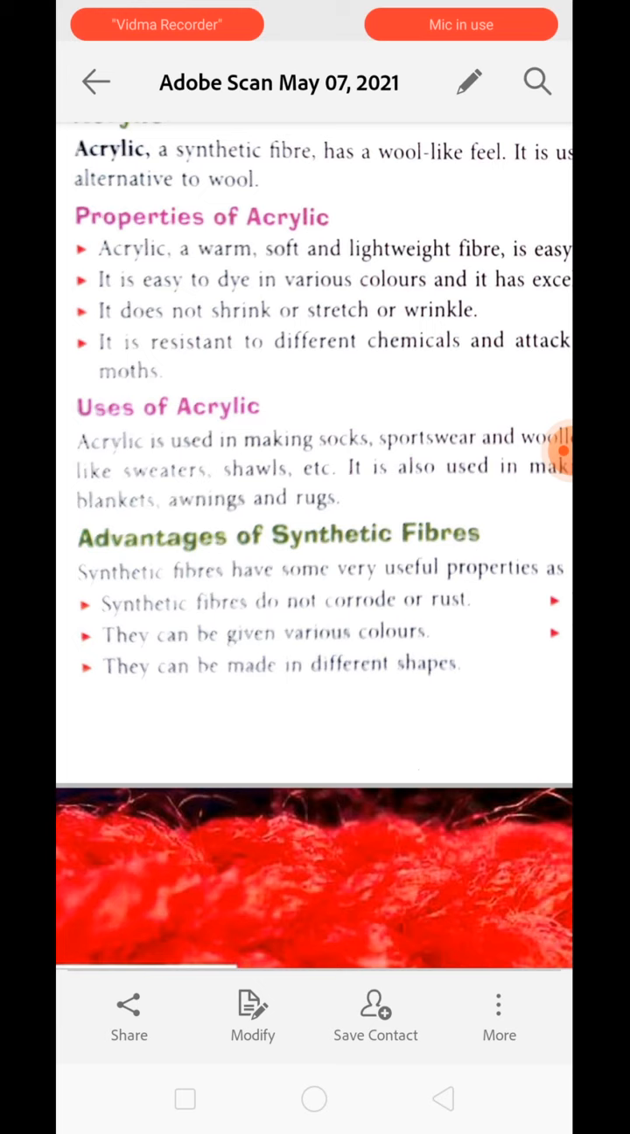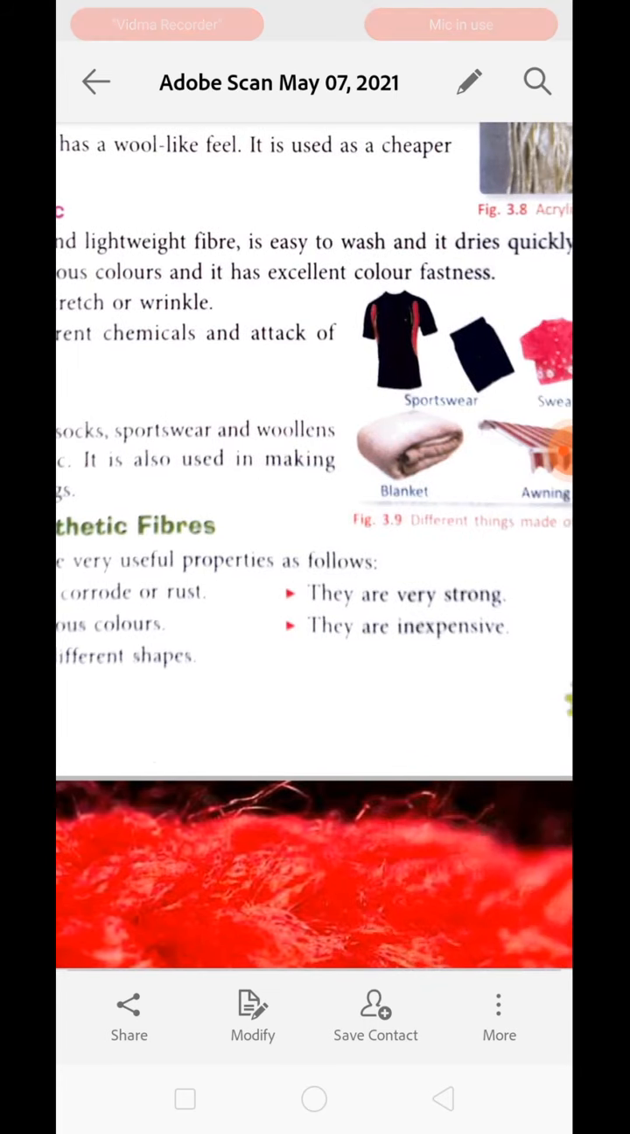That is why we have plenty of color choices when we go to buy these clothes in the shop. Next is they can be made in different shapes. Obviously we can make them in different shapes and sizes. Next is they are very strong and inexpensive. Why are they inexpensive? Because they are manufactured in industry, in the factory, so it takes less time and less labor. That is why they are cheap to buy. Understood?